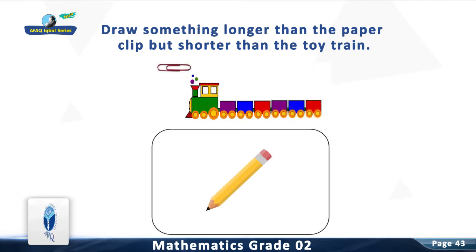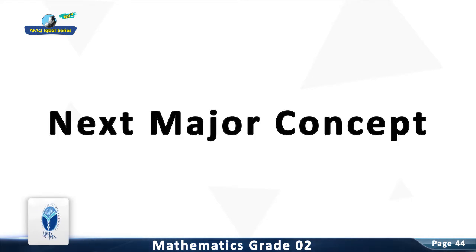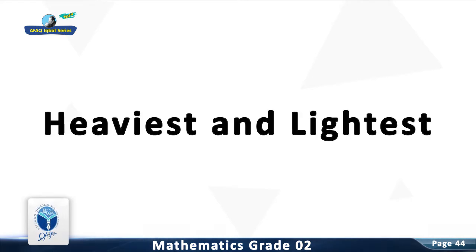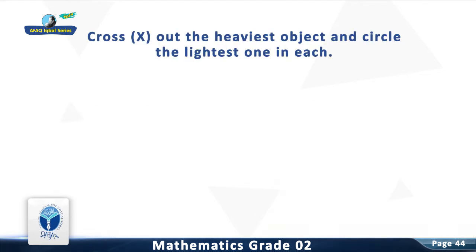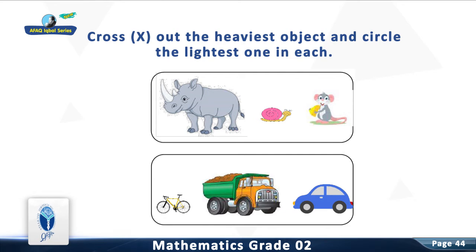Good. Now we move to the next major concept, heaviest and lightest. Resource pack concept: cross out the heaviest object and circle the lightest one in each. Let's start from the first picture. Good. Rhinoceros is the heaviest. Crossed out it.